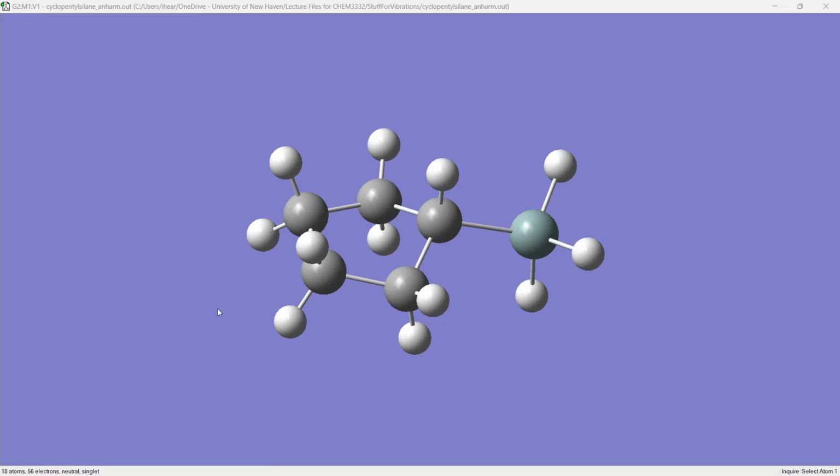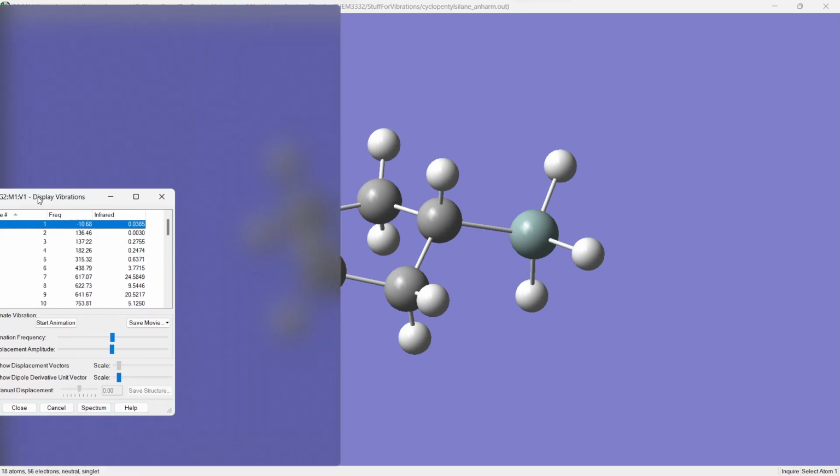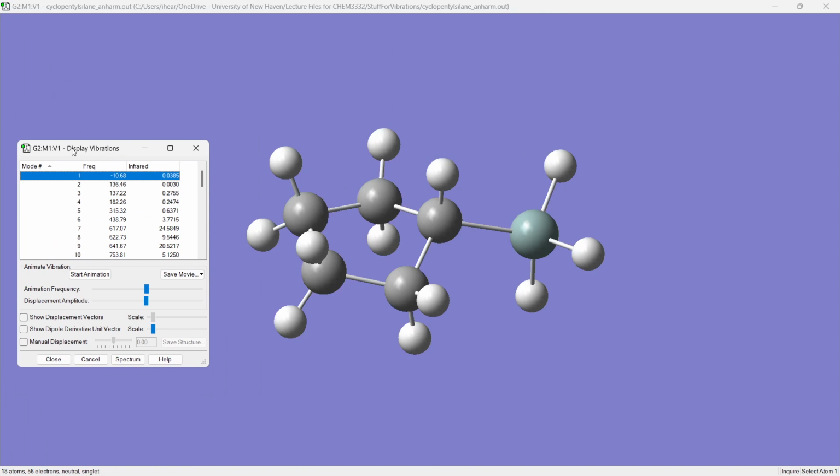All right, so let's think about how many modes this molecule should have. It's three-dimensional, so we need to use 3N minus 6. All right, how many atoms do we have? We have 1, 2, 3, 4, 5, 6 heavy atoms. 1, 2, 3, 4, 5, 6, 7, 8, 9, 10, 11, 12 hydrogens. That's 18 atoms. 3 times 18 is 54 minus 6, that's 48. So this should have 48 vibrational modes.